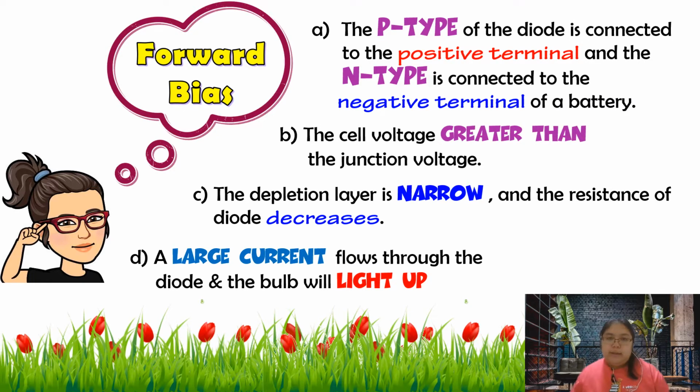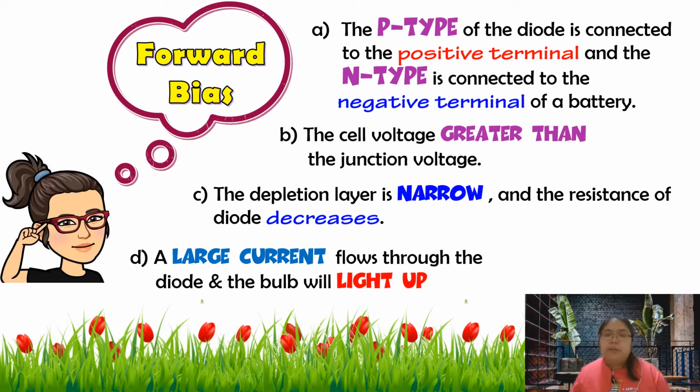Okay, let's see the explanation for the forward bias. First one is the connection. The P-type of the semiconductor diode must be connected to the positive terminal, and the N-type must be connected to the negative terminal of the battery. So the connection should be correct.